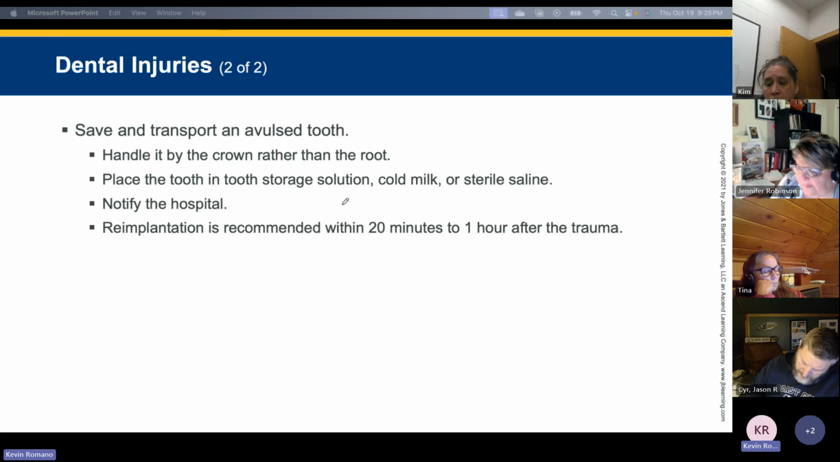Handle it by the crown rather than the root. Okay, we don't want to hurt the root at all. Place the tooth in a storage solution. Cold milk or sterile saline is fine too, but cold milk is the best because it's full of calcium.